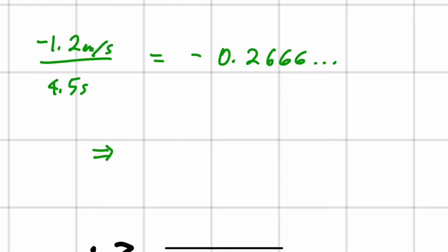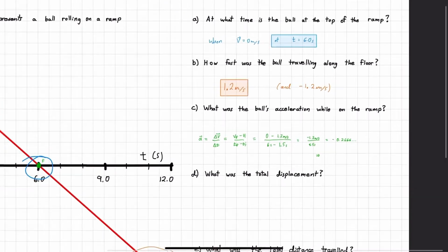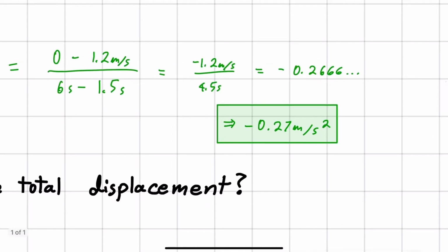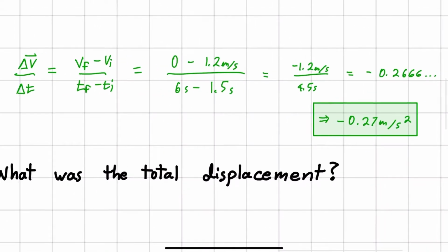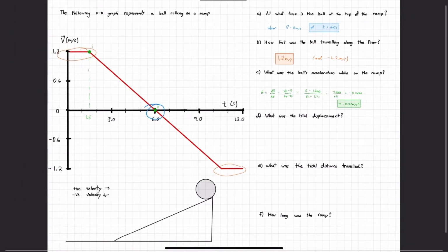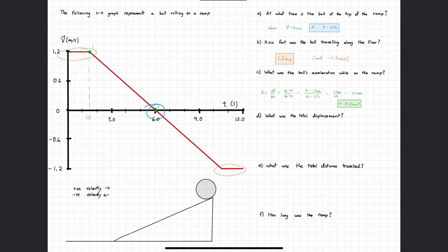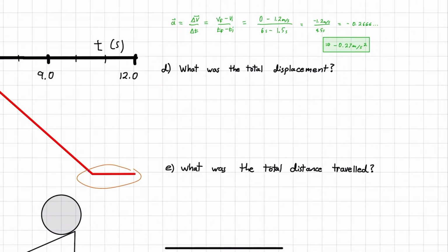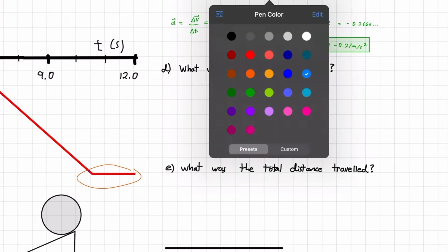We want our final answer with a couple decimals. Just like that. It's important to also note the units here, and acceleration is meters per second squared. So moving on to part D, what was the total displacement? Now, how do we calculate the displacement?